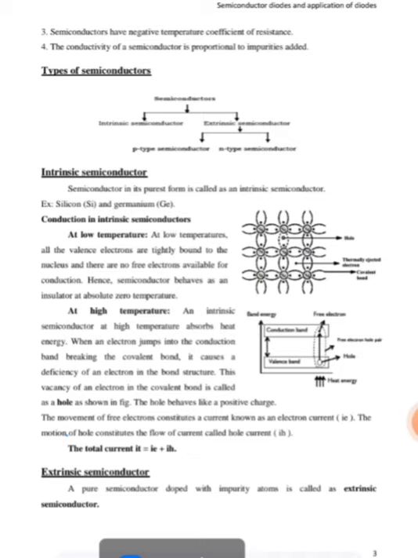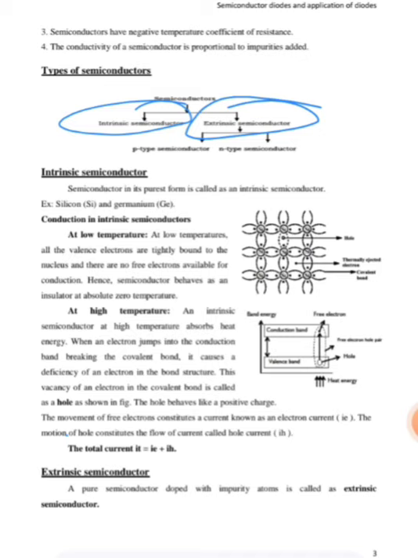The next topic is types of semiconductors. These semiconductors are broadly classified into intrinsic semiconductors and extrinsic semiconductors. And again, these extrinsic semiconductors are further classified into p-type semiconductors and n-type semiconductors.